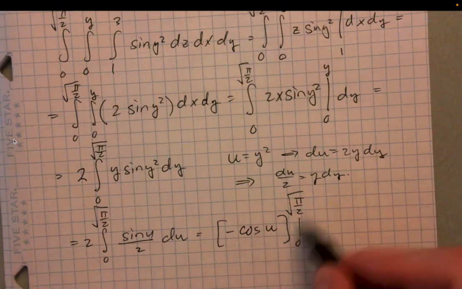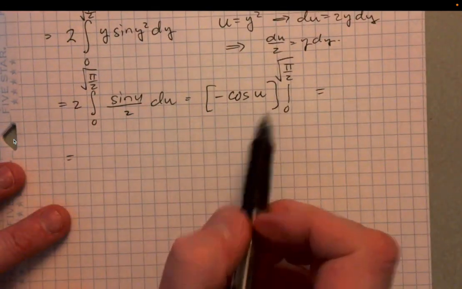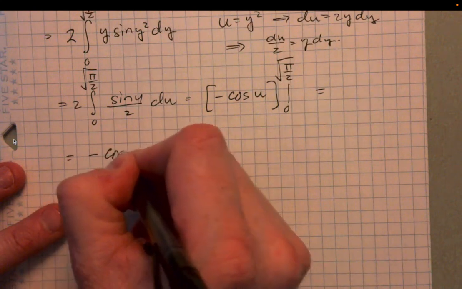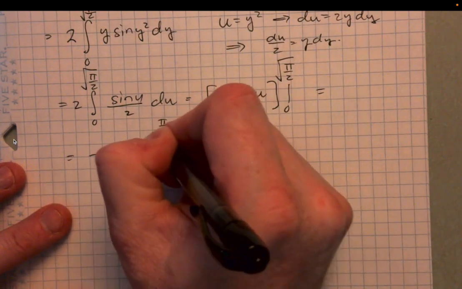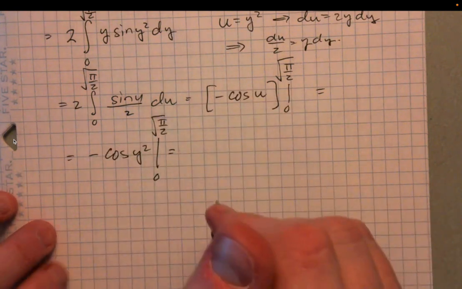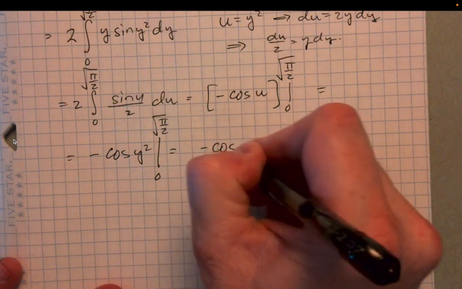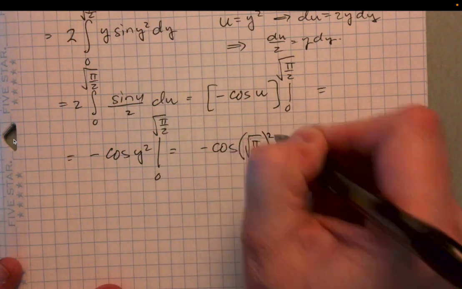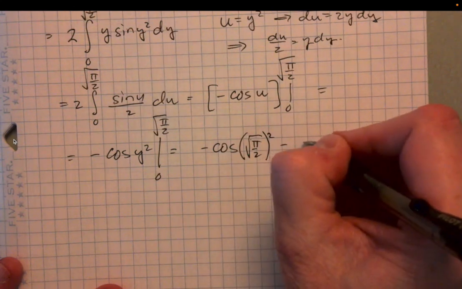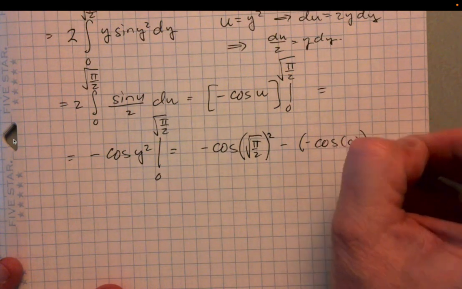Okay, and obviously we can't plug the pi over 2 into the u. We have to convert this back to a function of y. And so I get negative cos y squared from 0 up to pi over 2 square root. Right, and then I can evaluate this. This is just negative cosine of square root of pi over 2 squared minus negative cosine of 0.